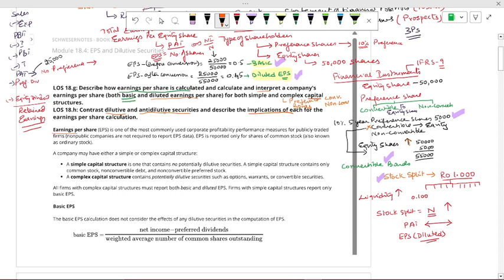Earning per share is nothing but a commonly used corporate profitability performance measure for publicly traded firms. That's why I told you in the beginning. What are the publicly traded firms in Oman? The ones on the stock exchange, right? Yes, SAOG.